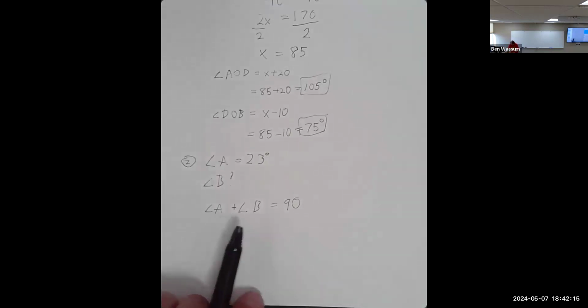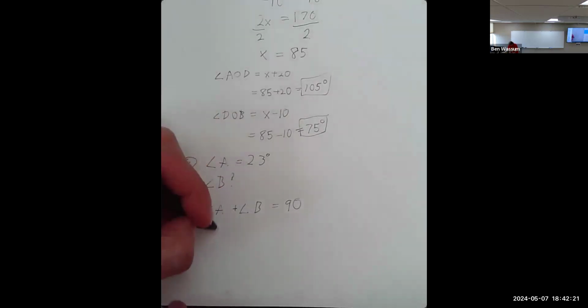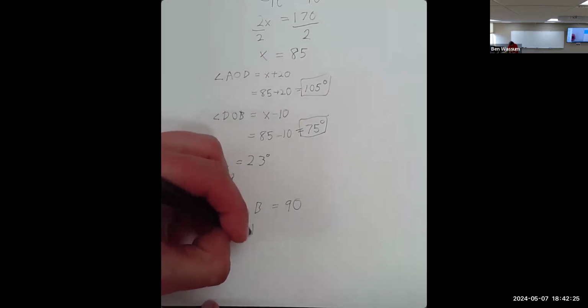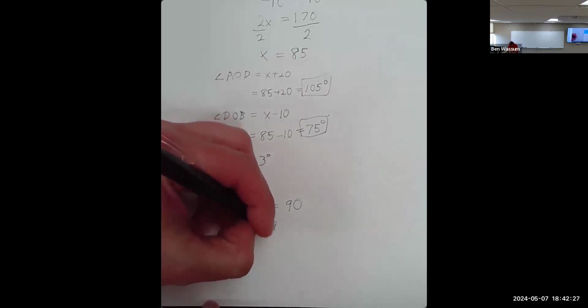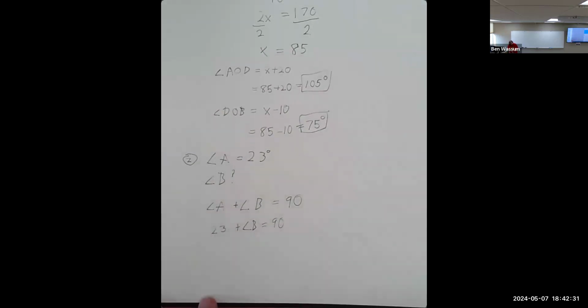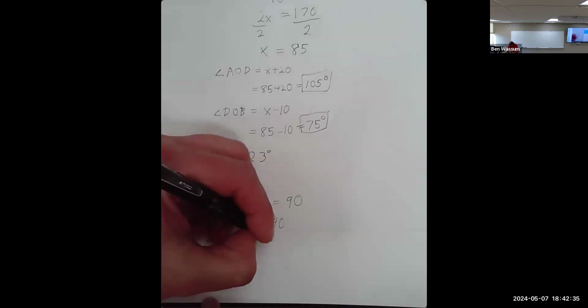These guys both add up to 90 degrees. They are complements. We know that angle A is 23. I'm just going to leave this in our equation as a variable. That's perfectly fine. We could solve for that thing, right? All I got to do is subtract 23 from both sides.